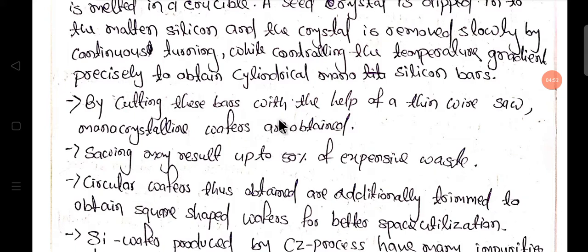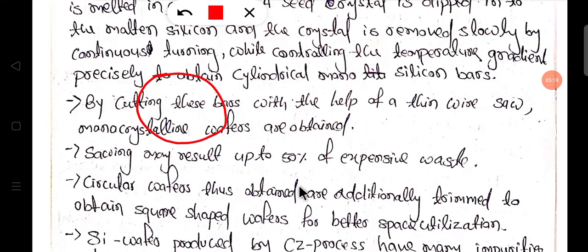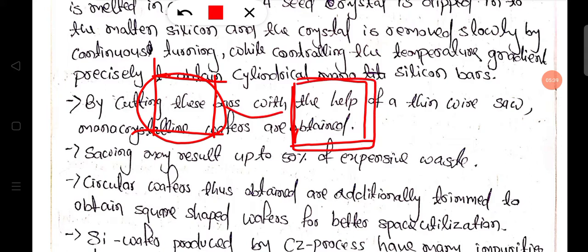By cutting this with a saw, we waste 50% of the silicon. The circular wafer thus obtained has additional waste. Due to good space management, we want square size wafers, so we trim the edges of the circular wafer and get a square size wafer. By this trimming, also much silicon is wasted.